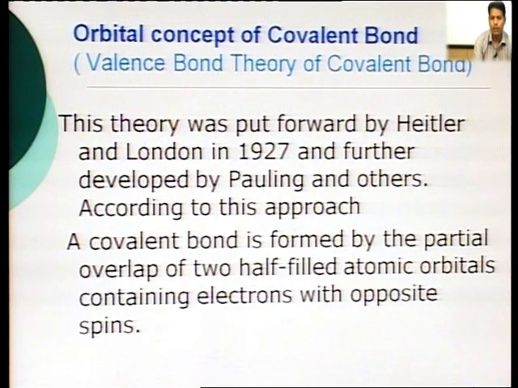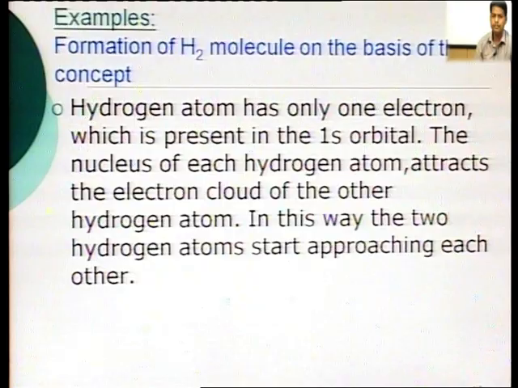Orbital concept of covalent bond. This is also called valence bond theory of covalent bond. This theory was put forward by Heitler and London in 1927 and further developed by Pauling and others. According to this approach, a covalent bond is formed by the partial overlap of two half-filled atomic orbitals containing electrons with opposite spins.